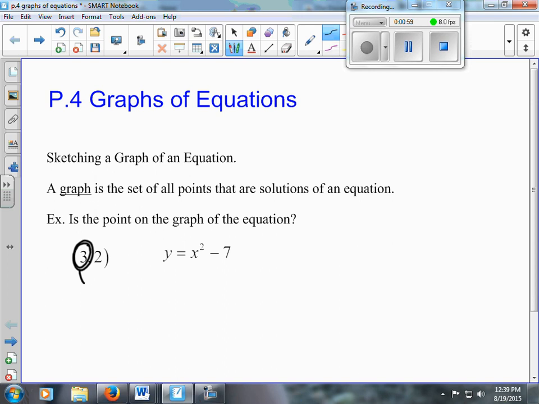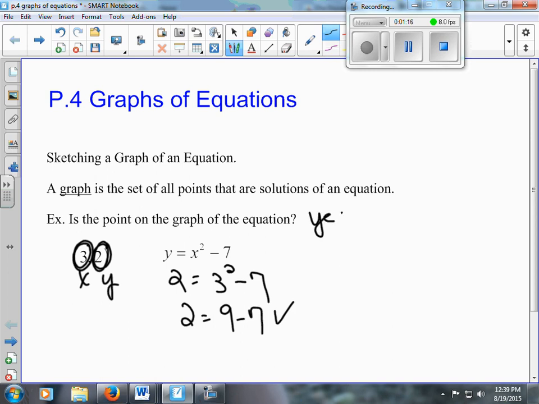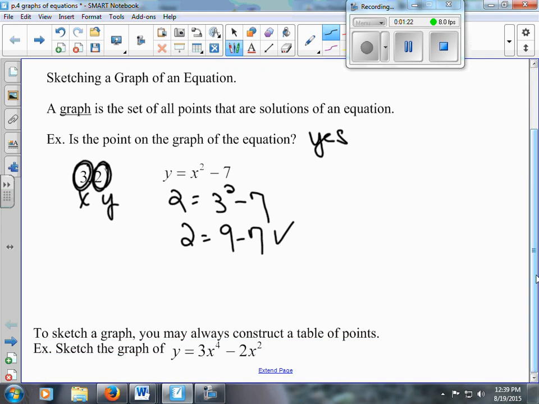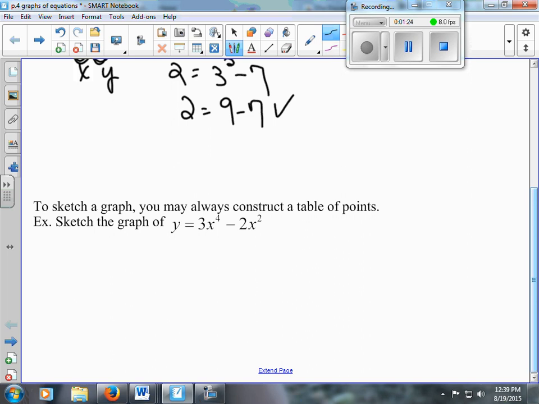So the 3 is in the x position, and the 2 is in the y position. So I'm just going to replace the y with 2 and the x with 3, and I get 2 equals 9 minus 7. This is a true statement. 2 does equal 9 minus 7. So yes, the answer to this question is yes, the point 3, 2 is on the graph of y equals x squared minus 7. So that's how you can tell if one point is on a graph.